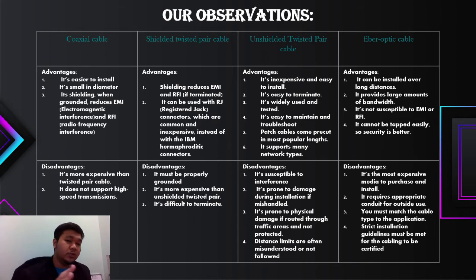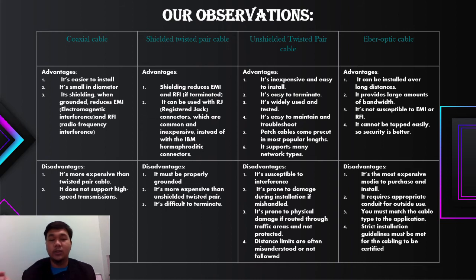The advantages of coaxial cable are that it is easier to install, and secondly, it is small in diameter, so it costs less. And lastly, it has shielding when grounded, so it has to be buried. It reduces EMI, electromagnetic interference, and RFI, radio frequency interference.